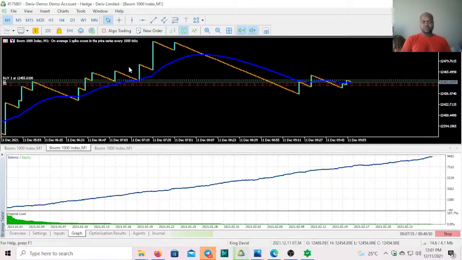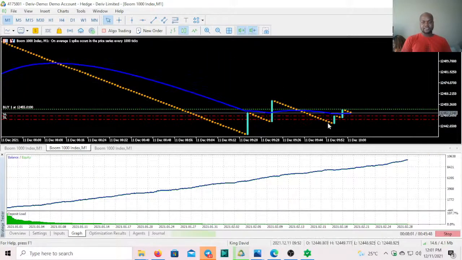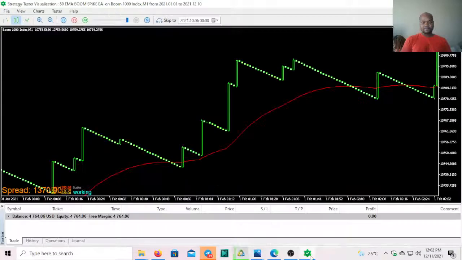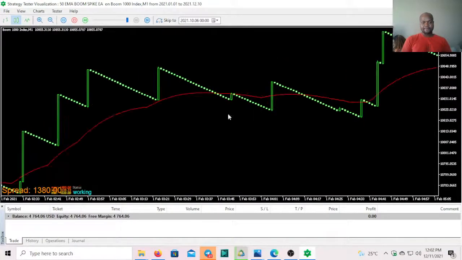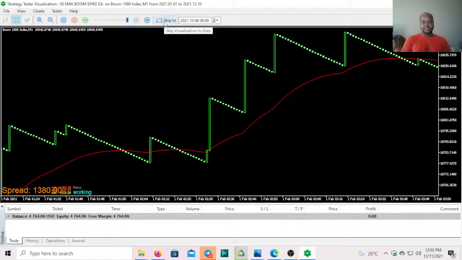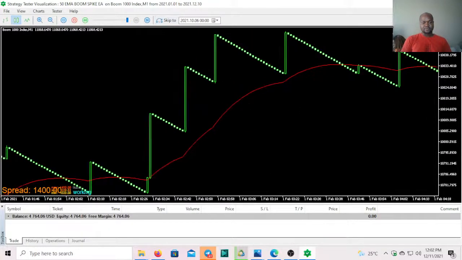So you see, it was already open, although I switched it off. It was already operating here. You can see there was a crossing. It opened up a buy here. This bot is amazing, guys. It's really amazing. I want this process to be fast.